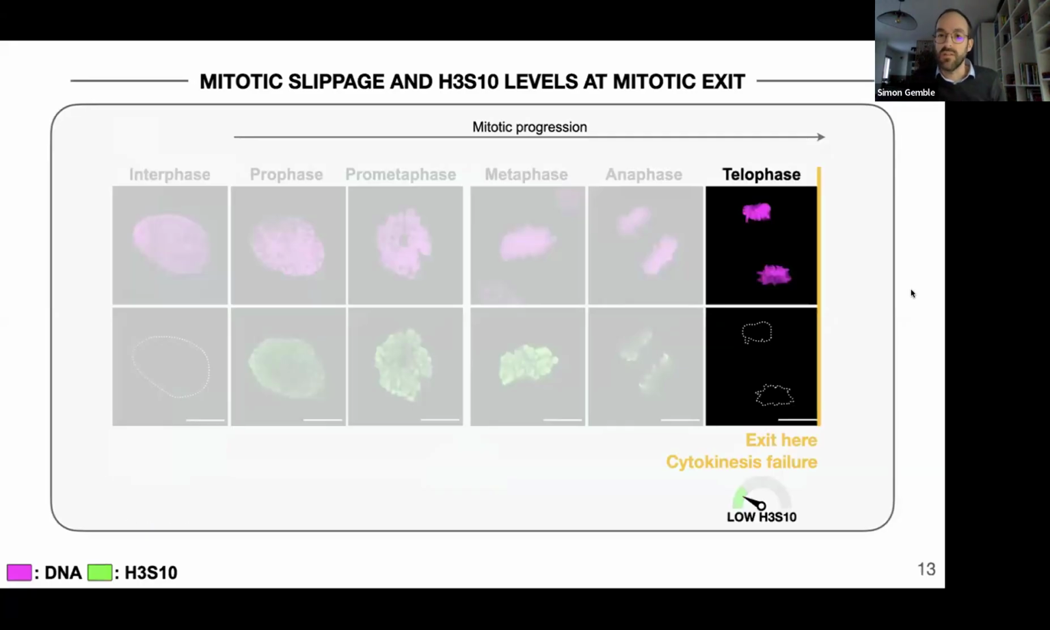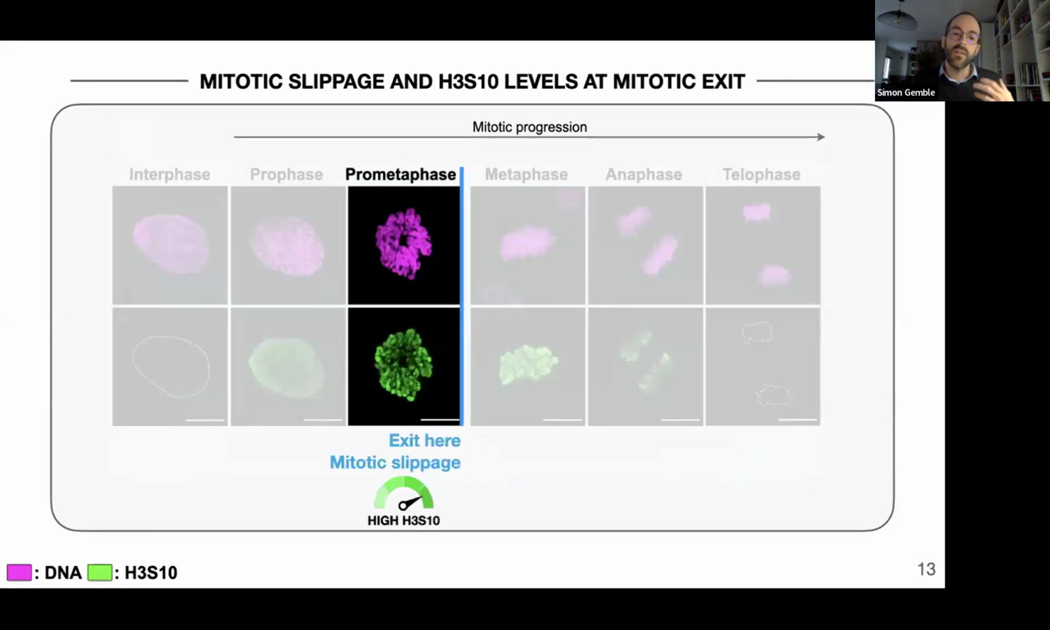When we induce cytokinesis failure, cells exit mitosis during telophase, and at this stage, there is no more phosphorylation as well. However, when we induce mitotic slippage, it means that cells exit mitosis with high levels of serine 10 phosphorylation, as you can see here. And so we were wondering if this could contribute to a defect in nuclear envelope formation.